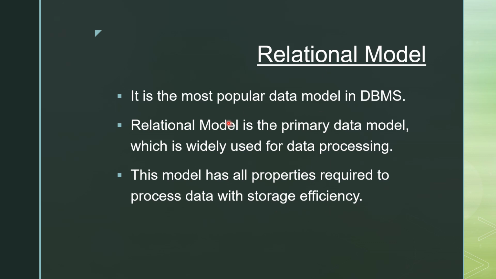So what you can say, it is a most popular data model, it is a primary data model, it is the most widely used data model for data processing, as well as whatever the properties are required for processing the data, that is also given by this model, as well as it is having the storage efficiency. So these are the 3 points for relational data model. Now let's move further and see some properties used for the transactions purpose.